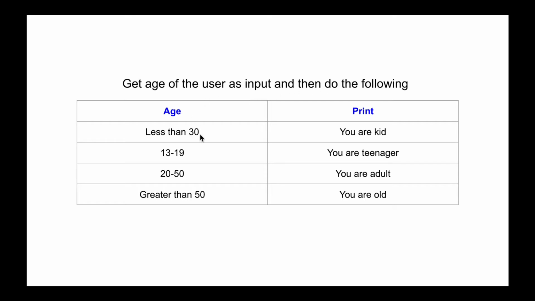If the age is less than 13, we will print you are kid. If the age is between 13 and 19, you are teenager. If it is 20 to 50, you are adult. Greater than 50, you are old. So that looks simple to do. Okay, now let's jump to the editor and see how we're gonna do this.